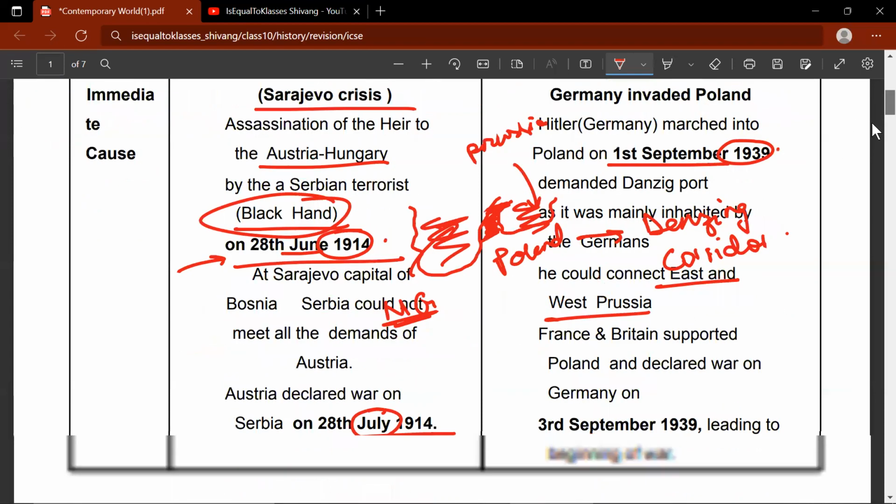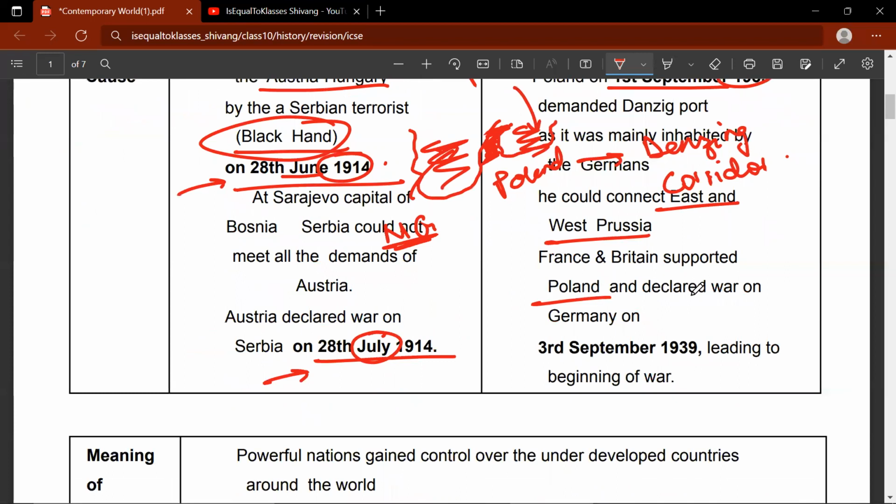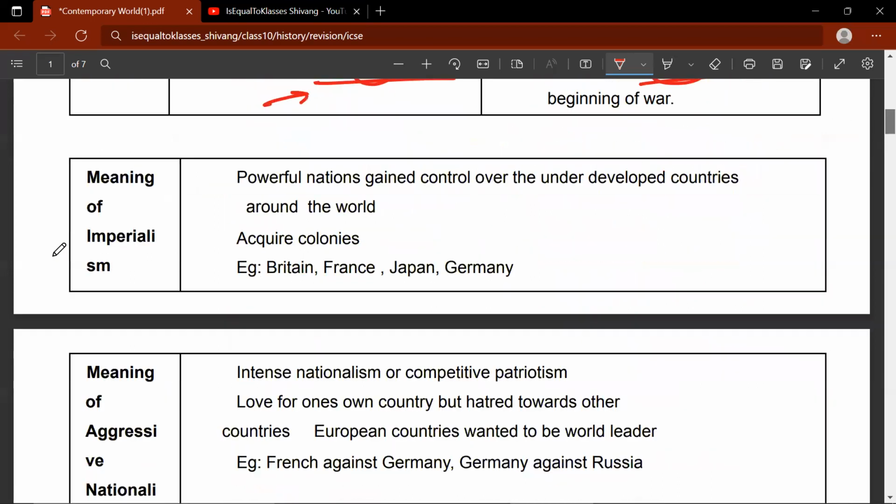Okay, let's move on. France and Britain supported Poland and declared war on Germany on 3rd September 1939, leading to the beginning of the war. Okay, let's move on to the next point.